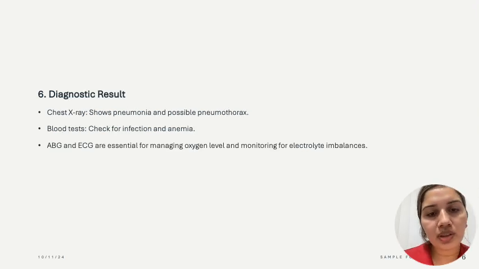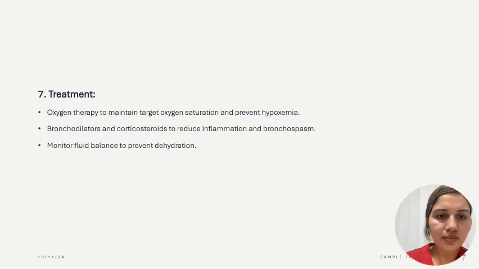In diagnostic results, we can do a chest x-ray, which shows pneumonia and possible pneumothorax. In the blood test, the report shows anemia and signs of infection. And we can do arterial blood gas, and an electrocardiogram is essential to check oxygen level and monitor electrolyte balance.